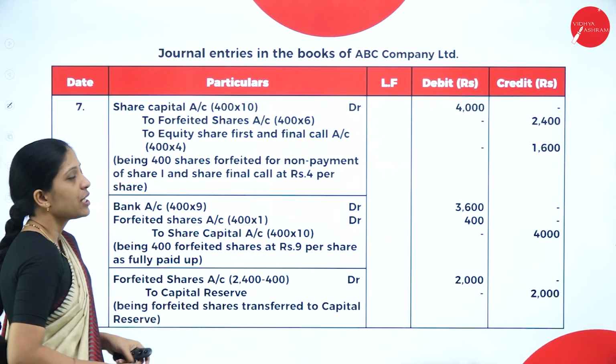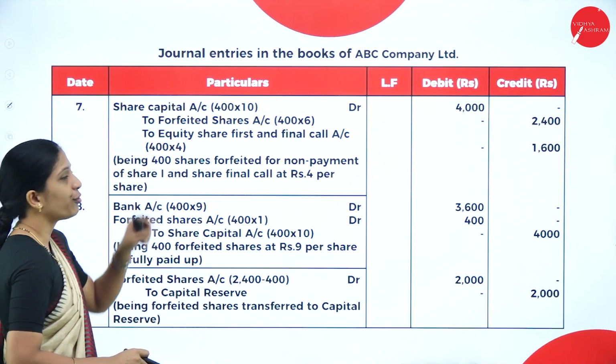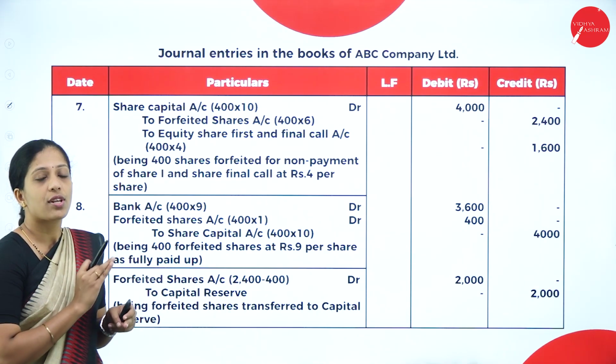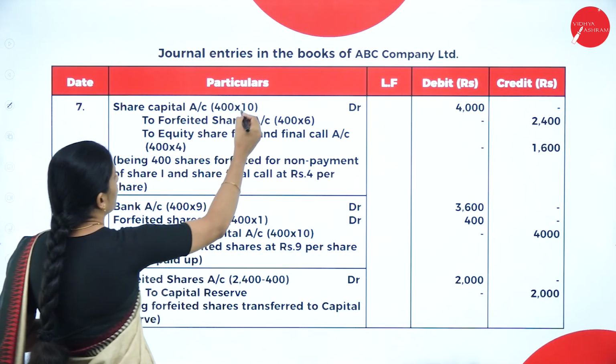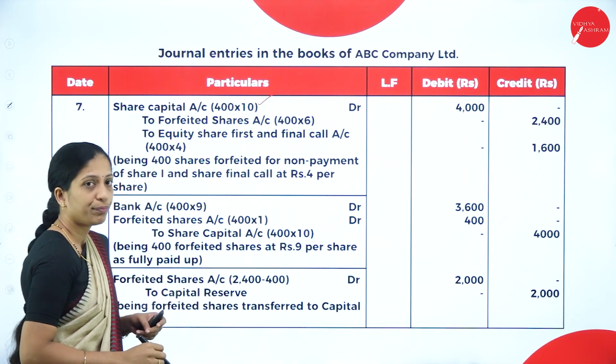So, what is the entry? Share capital account debit to forfeited shares account. On which stage did they not pay? To share first and final call account. So, what is the full value of share? 10 rupees. 400 into 10.